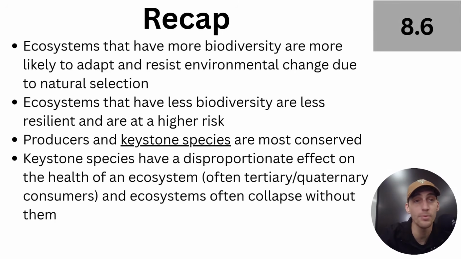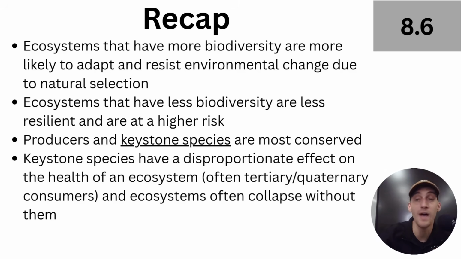All right, let's recap really fast. Ecosystems that have more biodiversity are more likely to adapt and resist environmental change due to natural selection. Ecosystems that have less biodiversity are less resilient and are at a higher risk. I said that like 50 times, so hopefully it sunk in. Producers and keystone species are most targeted for conservation because of the super important role that they play in the ecosystem.